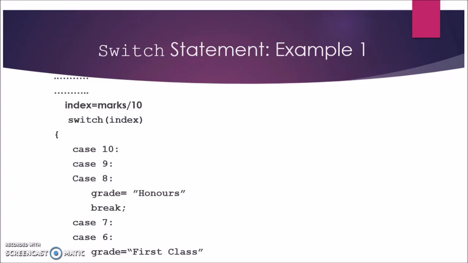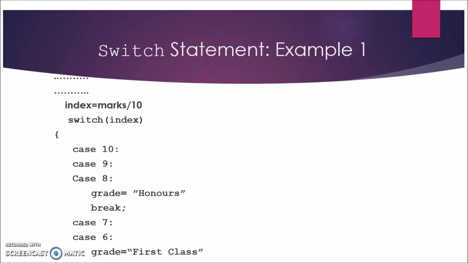Let me show an example to grade the students using switch statements. Note that we used a conversion statement, index equal to marks divided by 10, where index is defined as an integer. The variable index takes the following integer values. Marks, if it is 100, index is 10. If the mark is between 90 to 99, index is 9. If it is 80 to 89, index is 8. 70 to 79, index is 7. It goes on till mark 0, index is 0.